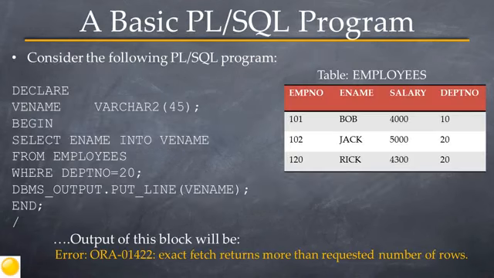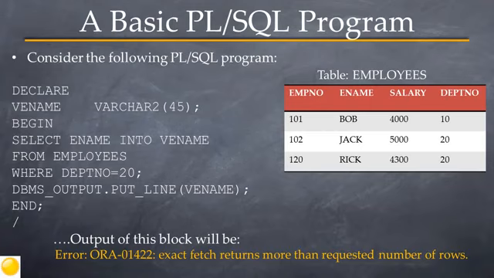To understand the behavior and the use of the explicit cursor, I'll be using the help of a PL SQL program. Now, before we do that, let's have a look at some data in the employees table. There are four columns: EMPNO, which is the employee number, ENAME, the employee's name, SALARY, which is the salary of the employee, and DEPTNO, the department number the employee belongs to. There are three rows in the table. Notice that there are two employees who belong to department number 20.